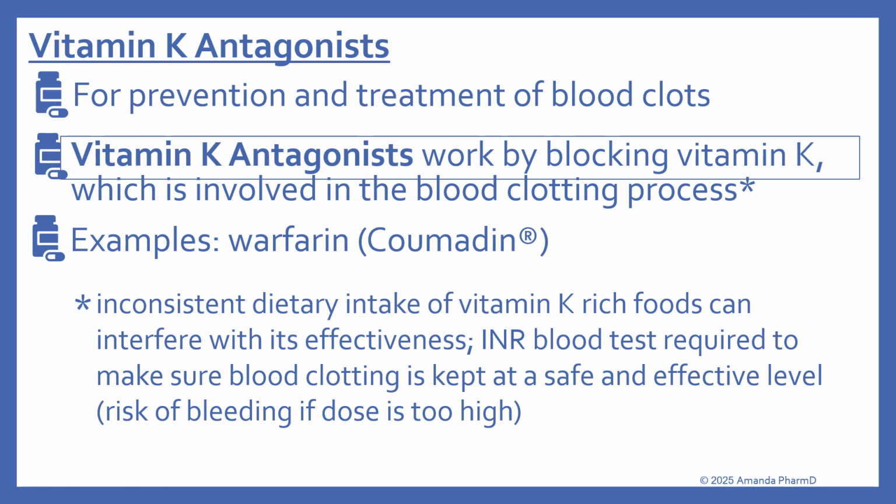Next are the vitamin K antagonists. These are for the prevention and treatment of blood clots. The vitamin K antagonists work by blocking vitamin K, which is involved in the blood clotting process. An example of this is warfarin, brand name is Coumadin. And I have a note here that inconsistent dietary intake of vitamin K-rich foods can interfere with its effectiveness. And also, the INR blood test is required to make sure the blood clotting is kept at a safe and effective level, because there is a risk of bleeding if the dose is too high.